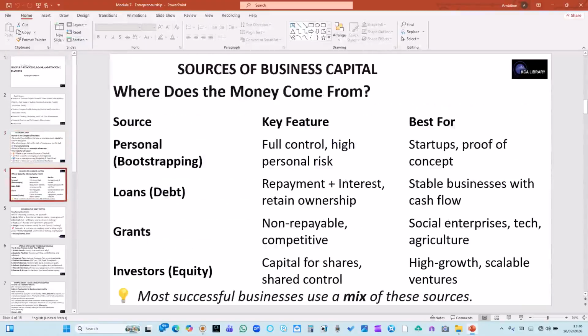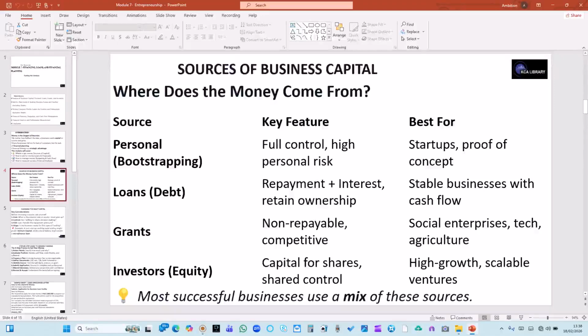Let us look at sources of business capital. Where does the money come from? Money could come from the following sources. 1. Personal, which is bootstrapping. The key features of personal source of funding include: you will have full control, and it is high personal risk. It is best for startup and proof of concept.